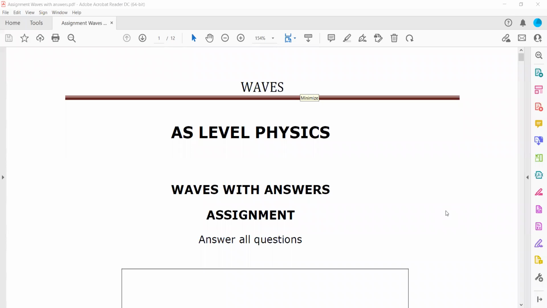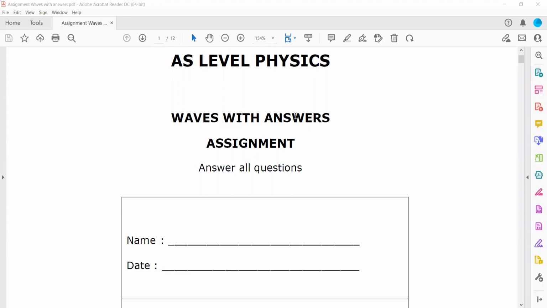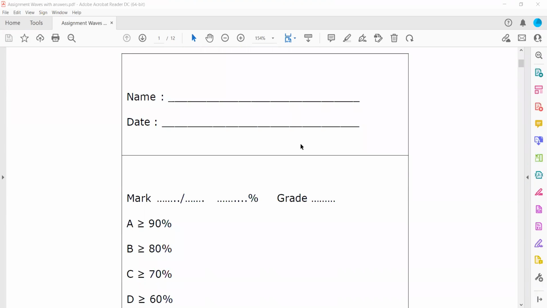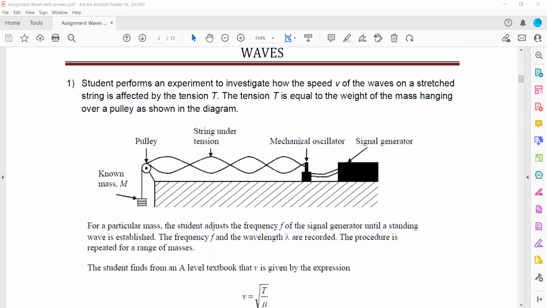So this assignment is about the waves, overall journal waves, with answer key as well. So here, a student performs an experiment to investigate how the speed of the wave on a stretched string is affected by the tension.